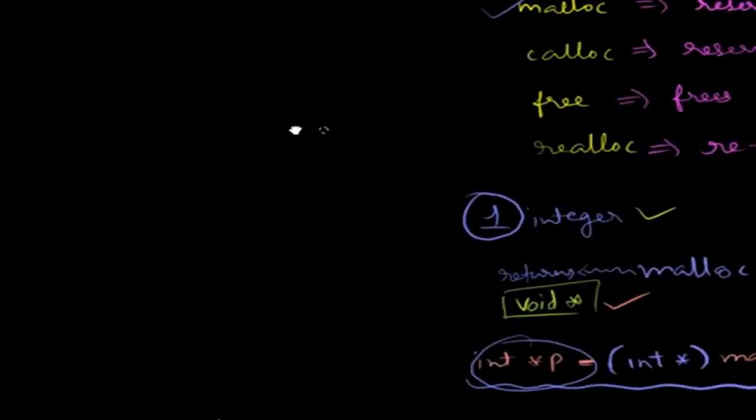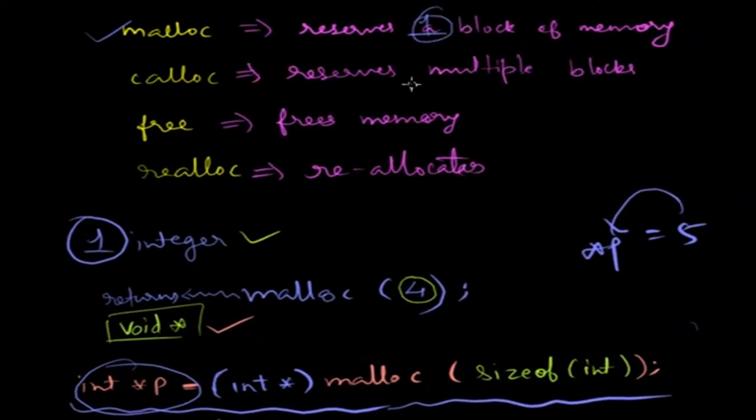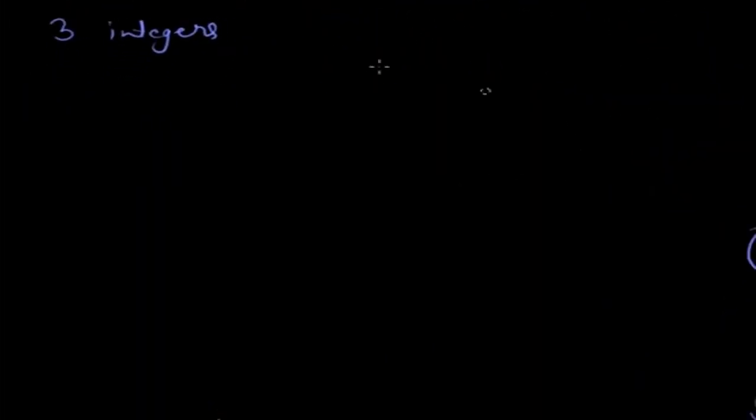Okay, now let us say you want to allocate 3 integers. Now malloc reserves only one block of memory. How would you reserve memory for 3 integers? You can make use of calloc because it reserves multiple blocks. So you can reserve memory for multiple integers. So for 3 integers we are using calloc.